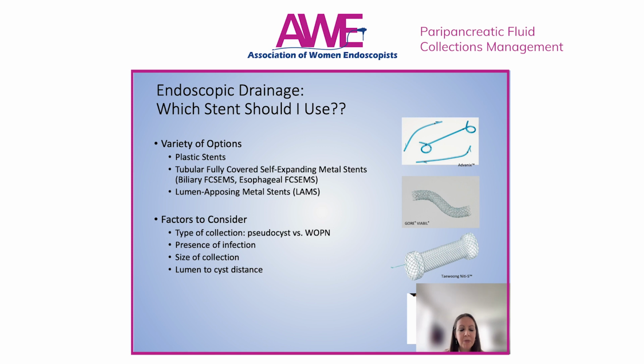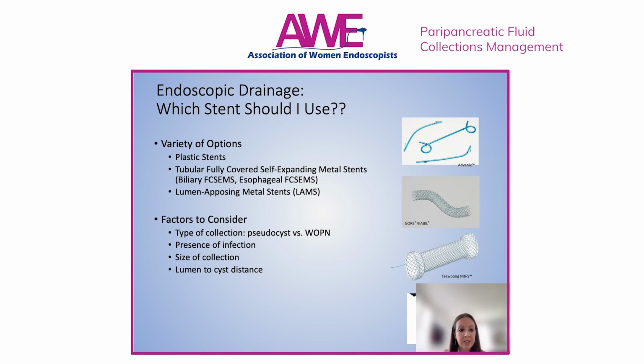And when you think about which stent to use, it's important to think about different factors such as the type of collection. Is this a pure pseudocyst with just fluid, or is this walled off necrosis? If it's just a pseudocyst, you can probably get away with a smaller diameter stent like a plastic stent or a tubular biliary stent, but if it's necrosis and you're anticipating that you may have to go into the collection, it might be better to use a larger diameter stent like a lumen-opposing metal stent. Again, similarly, if there's the presence of infection, that generally makes the contents thicker. You might be better off with a larger diameter stent as opposed to a smaller stent.